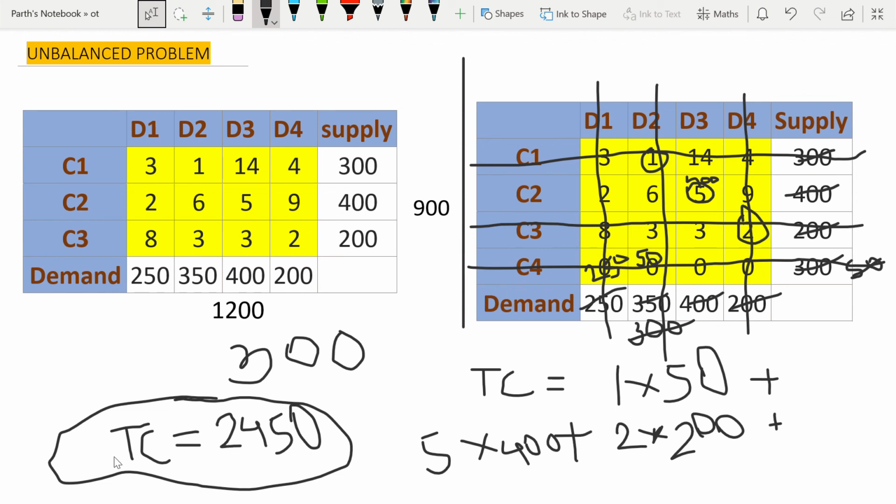So the feasible solution using least cost method, here it's coming out to be 2450. The total cost is 2450.